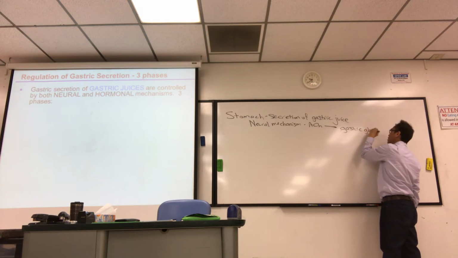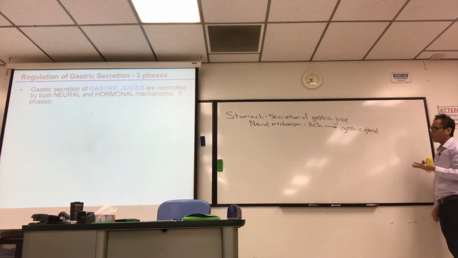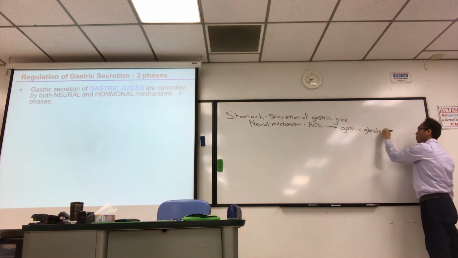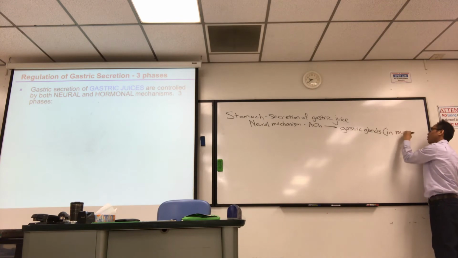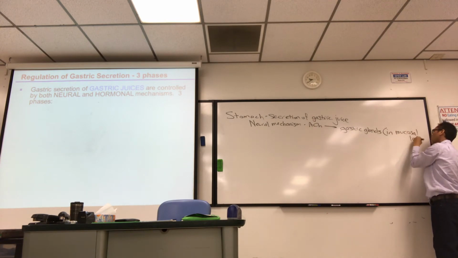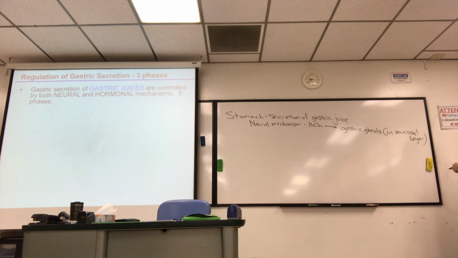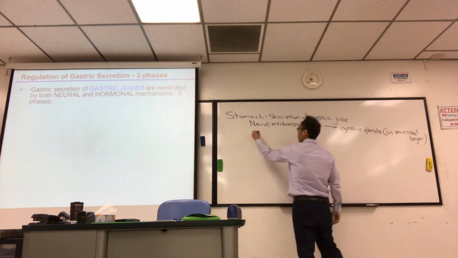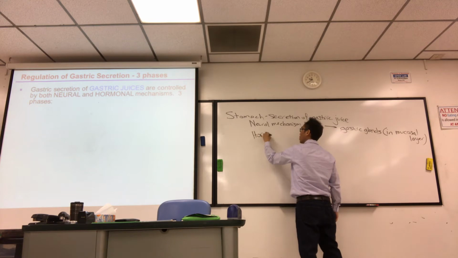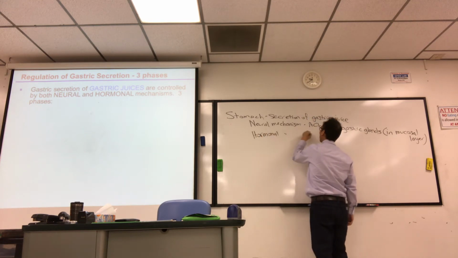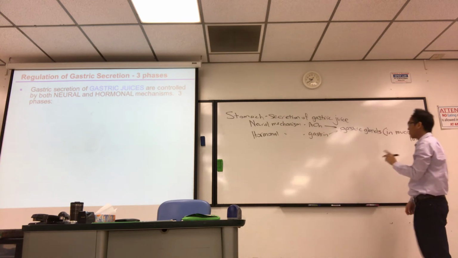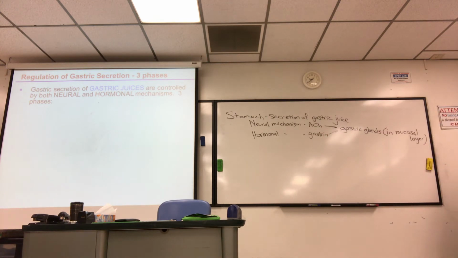Now these glands are in the stomach wall, and I've defined the stomach wall. They're in the mucosa, these glands. They're in the mucosal layer. The hormonal mechanism is gastrin, like I mentioned before. All I'm saying is either ACH or gastrin will stimulate the gland in the mucosa to secrete all that gastric juice.